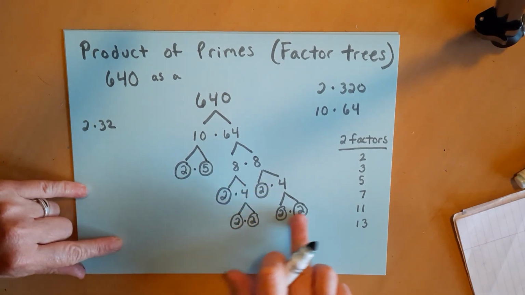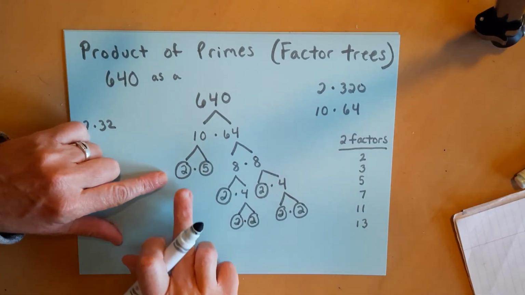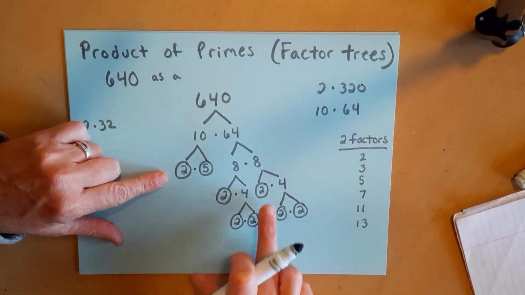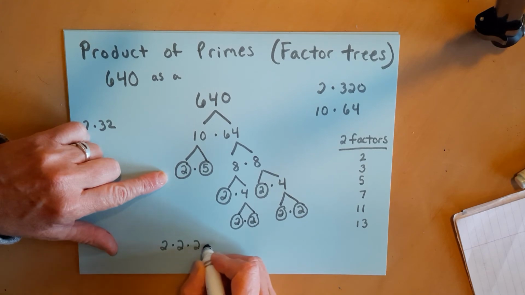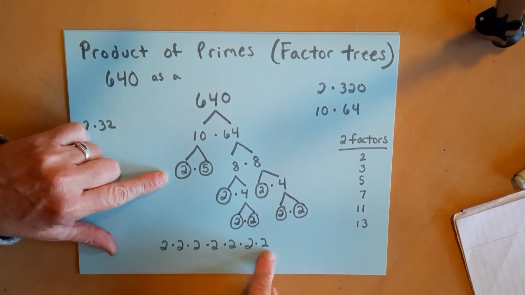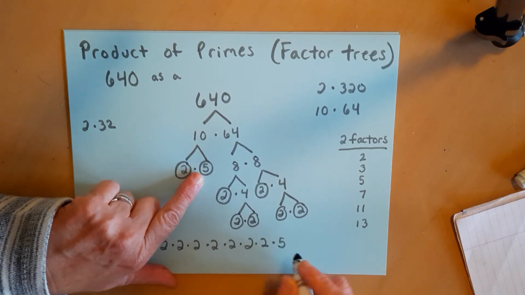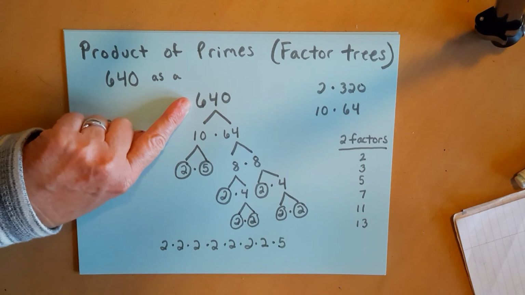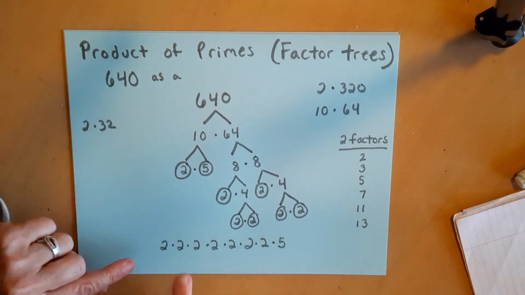We have all 2's except for this 5. So we're going to write the 2's down first. So we have 1, 2, 3, 4, 5, 6, 7 2's. So we're going to write 2 times 2 times 2 times 2 times 2 times 2 times 2, 7 times. Now we can't forget about this 5. We're going to multiply the 5 at the end. So 640, when written as a product of prime numbers, is this.